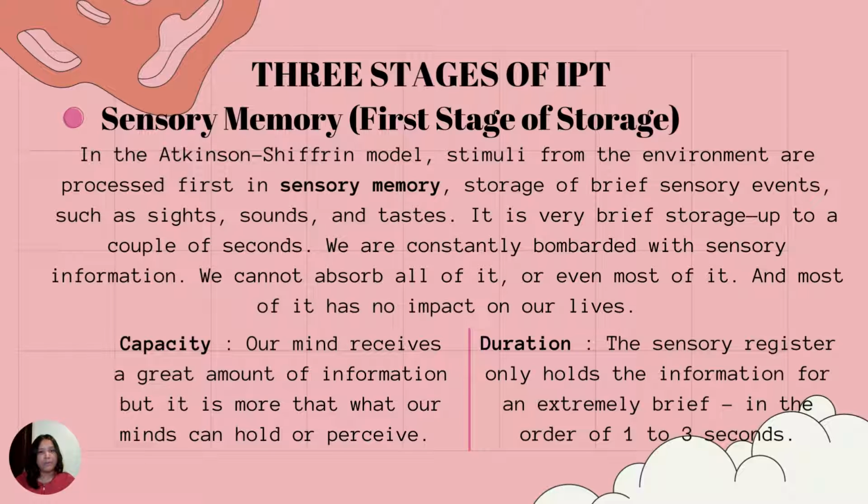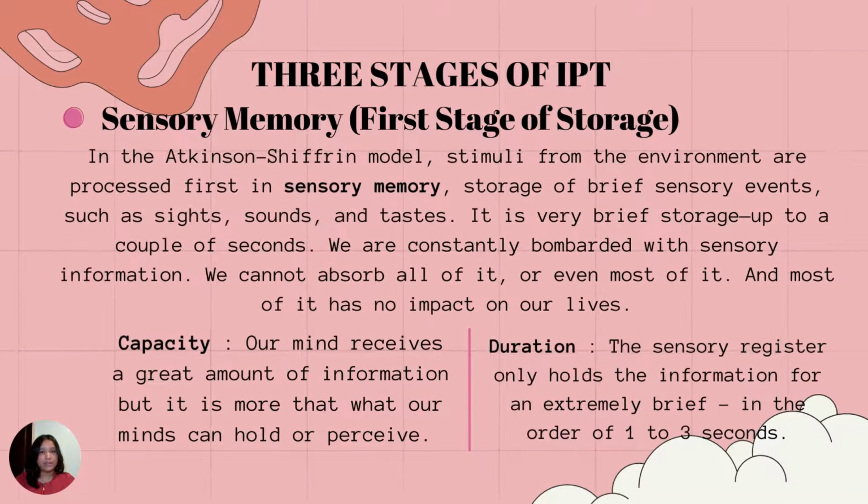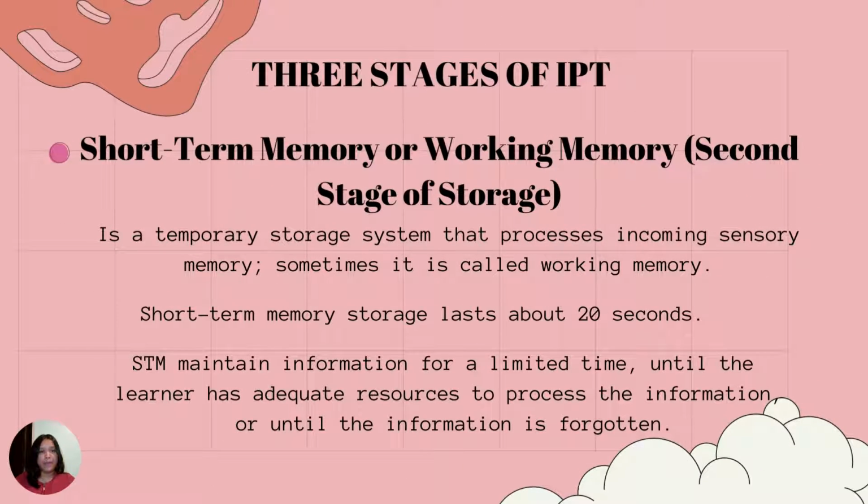We are constantly bombarded with sensory information. We cannot absorb all of it or even most of it, and most of it has no impact on our lives. Our minds receive a great amount of information, but it is more than what our minds can hold or perceive. The duration of the sensory register only holds the information for an extremely brief time, in the order of 1 to 3 seconds.